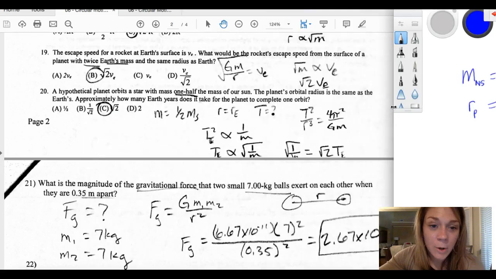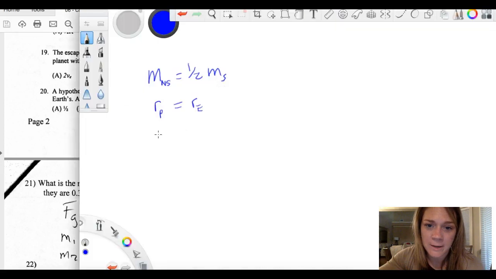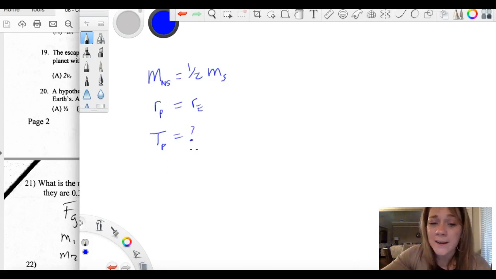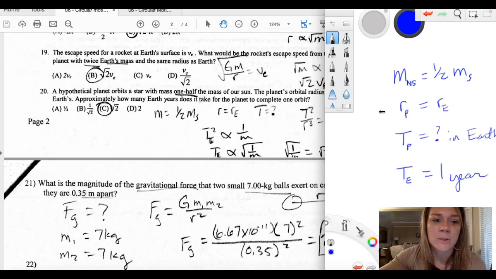Approximately how many Earth years does it take for the planet to complete one orbit? So they want the time that it takes to complete one orbit of the new planet, and they want it in Earth years. So the time that it takes for Earth to complete one orbit in Earth years is just 1 year. This is all information that we need to know.